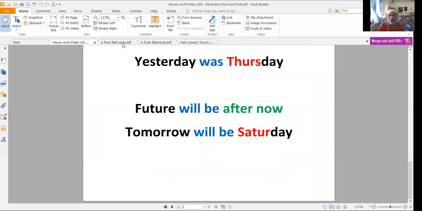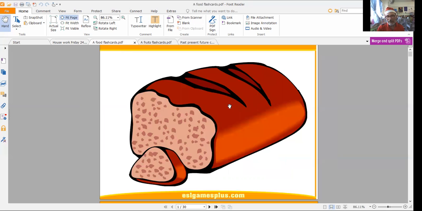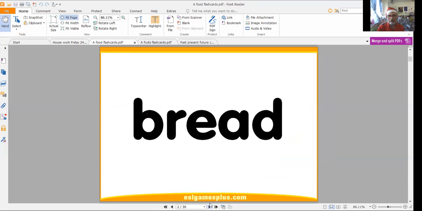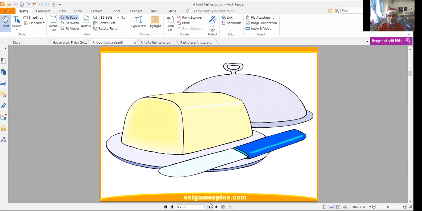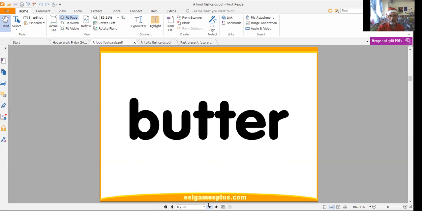Now, we're going to go to our housework page. We're going to see food and try to identify what is this? This is bread. What's this? An egg. Actually, a cooked egg. A fried egg. This is butter.